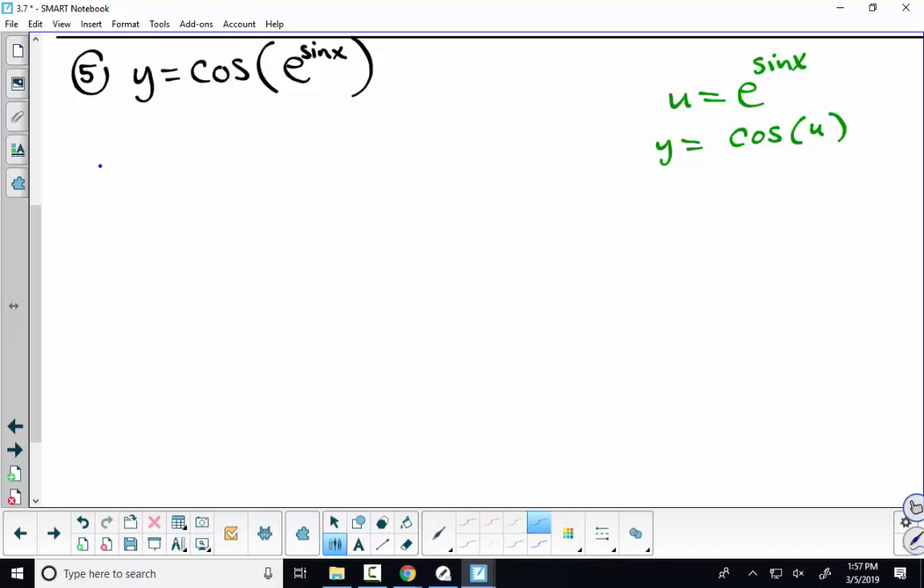So for the derivative, we take the derivative of just the outside piece and leave the inside piece alone. So the argument is left alone as e to the sine x. And then we take the derivative of the outer piece, which is cosine. The derivative of cosine gives us negative sine. So it's the negative sine of e to the sine x. Okay. So there's the derivative of the outer with the inner function left alone. And then we have to multiply all of this by the derivative of the inner.